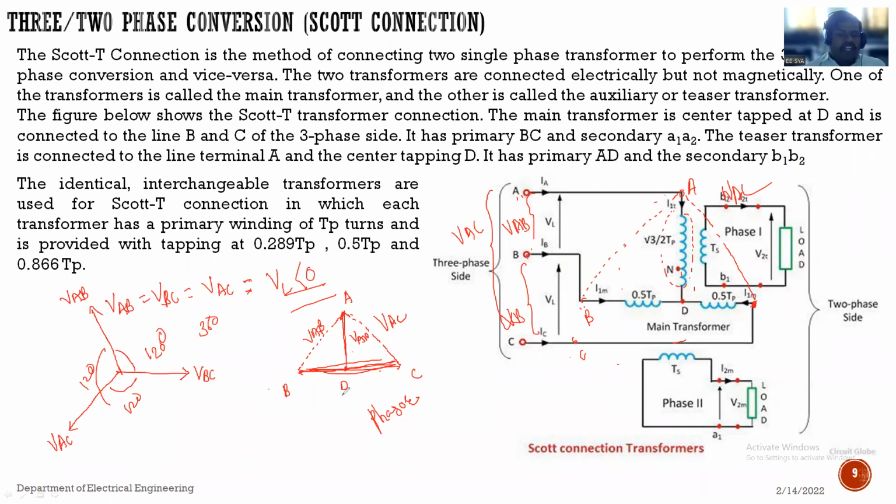VAB is nothing but voltage between terminal A to B, and VAC, it is nothing but voltage between terminal A to C. Okay, now from this equation or from this phasor diagram, we want to derive how many turns will be present on this teaser transformer. So we have to calculate how many number of turns will be in this teaser transformer. So here it is written, see, √3/2 TP, that is, of the total number of primary turns of the main transformer, √3/2 of those turns are on the primary winding of the teaser transformer. We have to derive that from this.